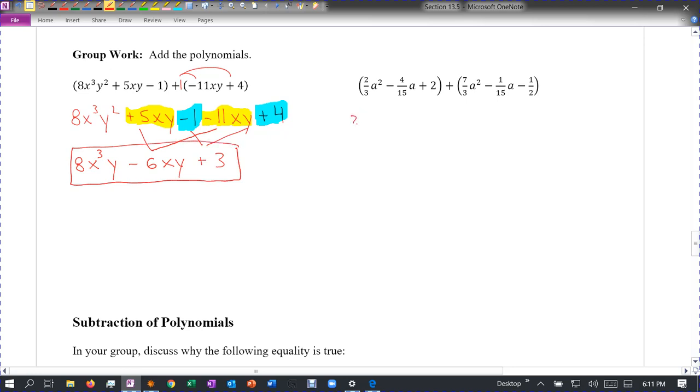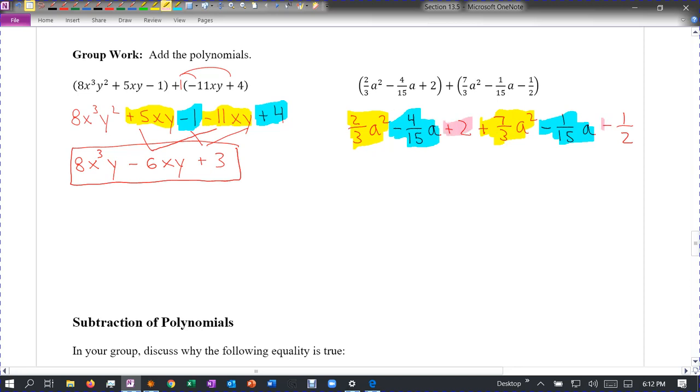Okay, on the next one, we get 2/3 a squared minus 4/15 a plus 2 plus 7/3 a squared minus 1/15 a minus a half. Now I know the fractions are kind of not nice to look at, but it's the same principle. We're going to put those two together. They're like terms. They both have a squared. We're going to put minus 4/15a and minus 1/15a. And then we're going to put together the plus 2 and the minus a half. Let's go ahead and do that.